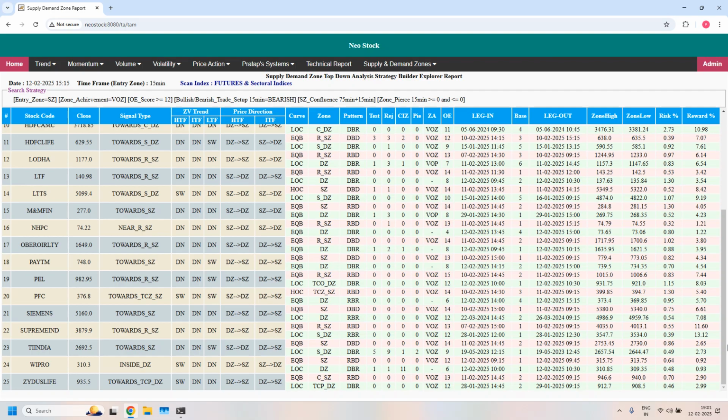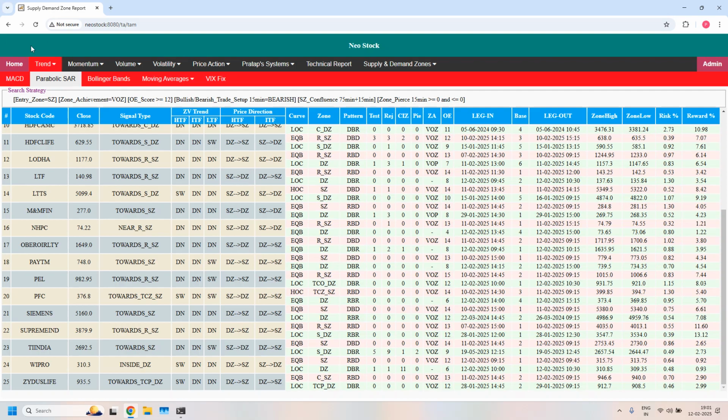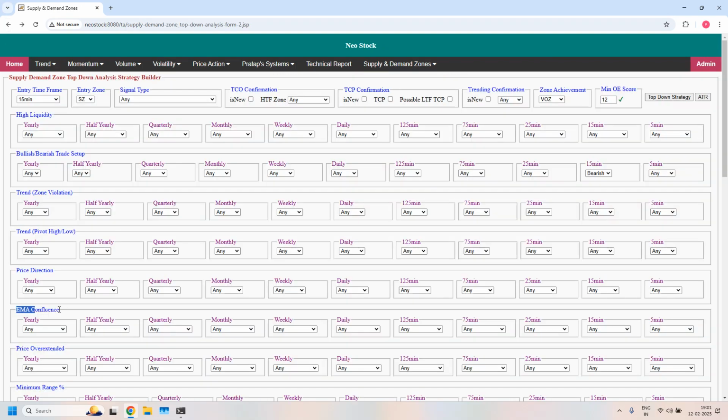But now let us further filter based on the EMA confluence. Let us check these 75 minute supply zones are having a daily EMA confluence or not. 75 minutes trend is downtrend. So in the EMA confluence, 75 minutes time frame, I am setting the filter: 75 minute supply zone is having daily EMA confluence or not.